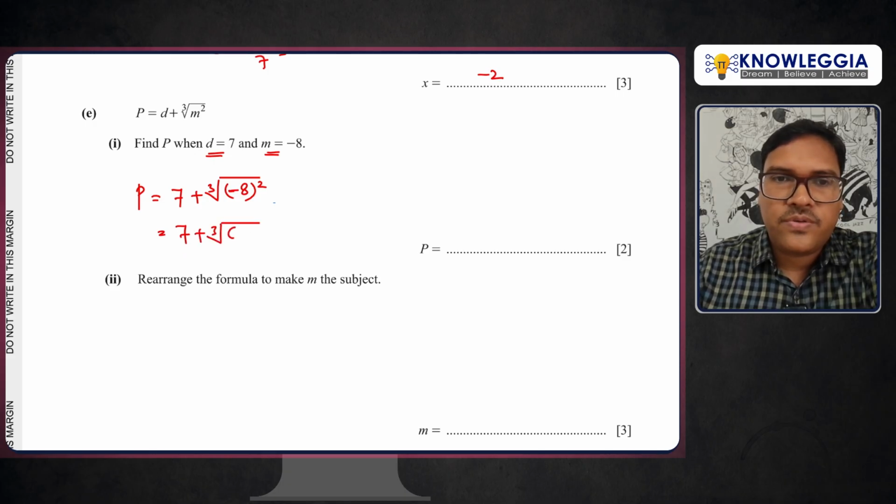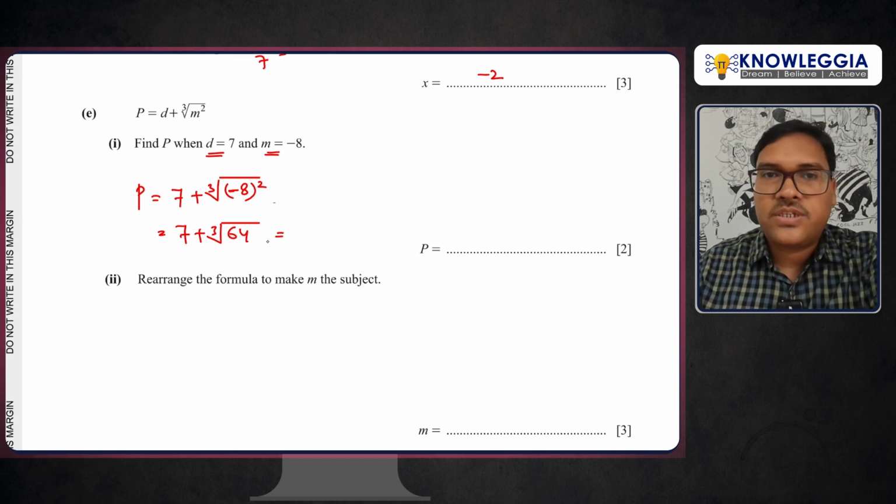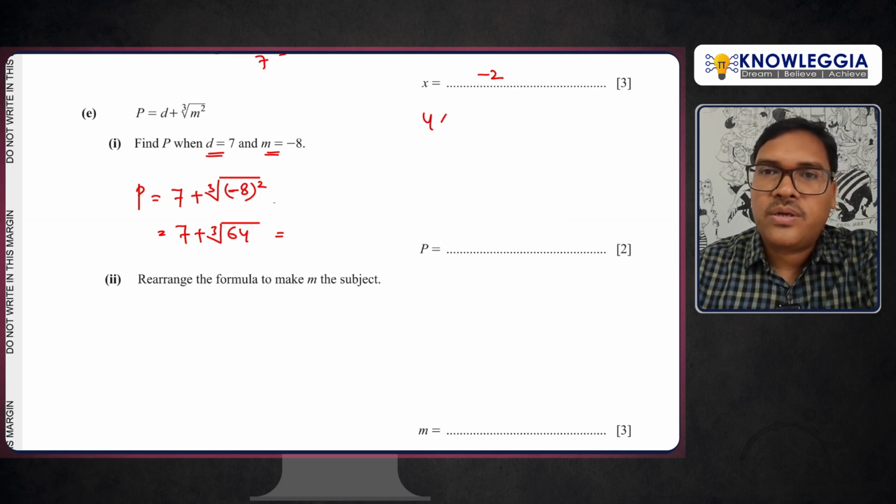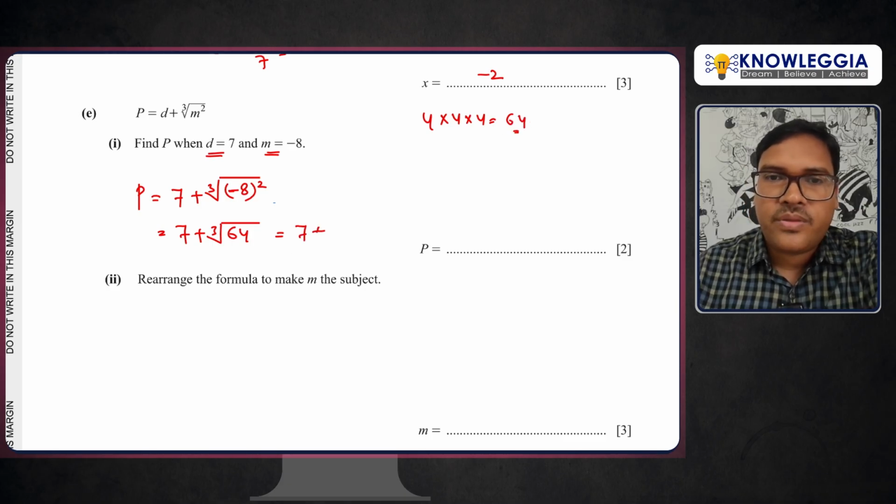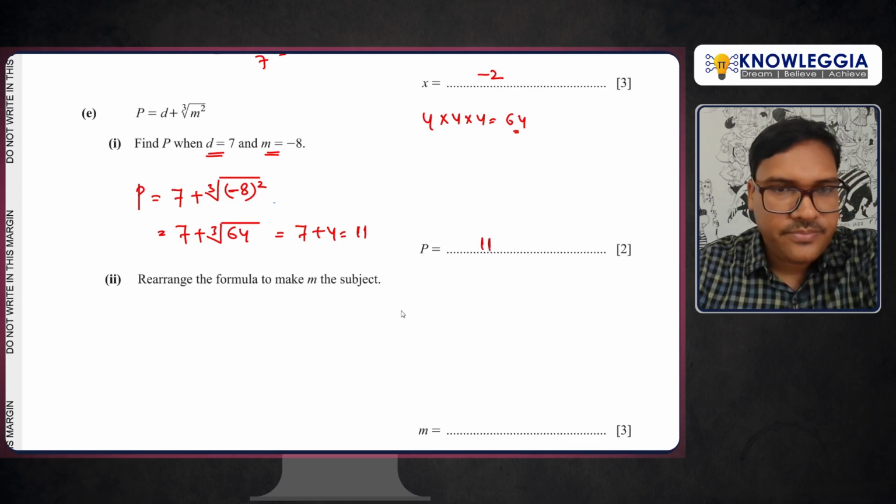So this is cube root of 64. And we know 4 multiplied with 4 multiplied with 4 is 64. That is, cube root of 64 is 4. So that is 7 plus 4, which is equal to 11. So what is the answer? This is equal to 11.